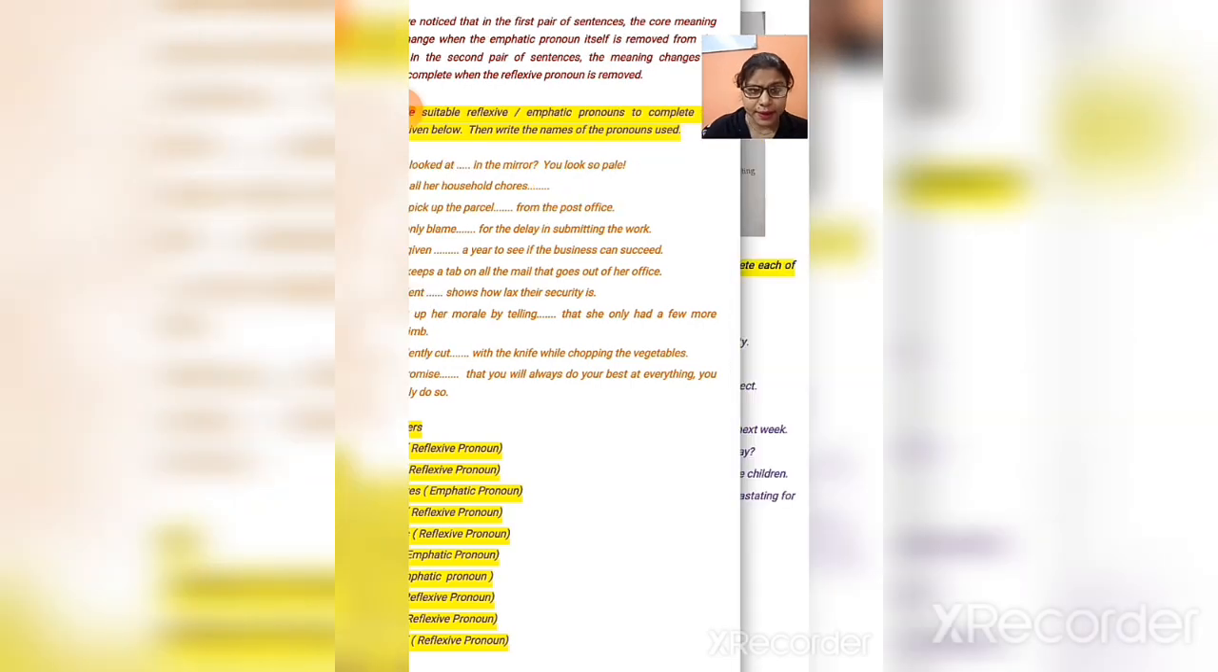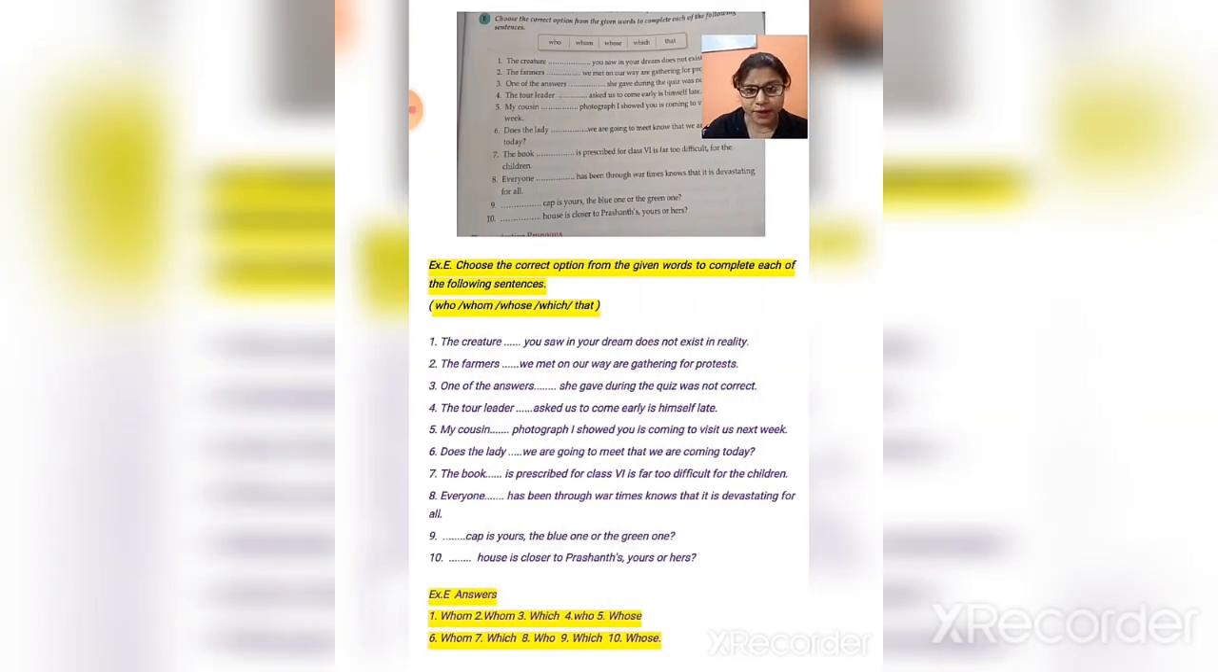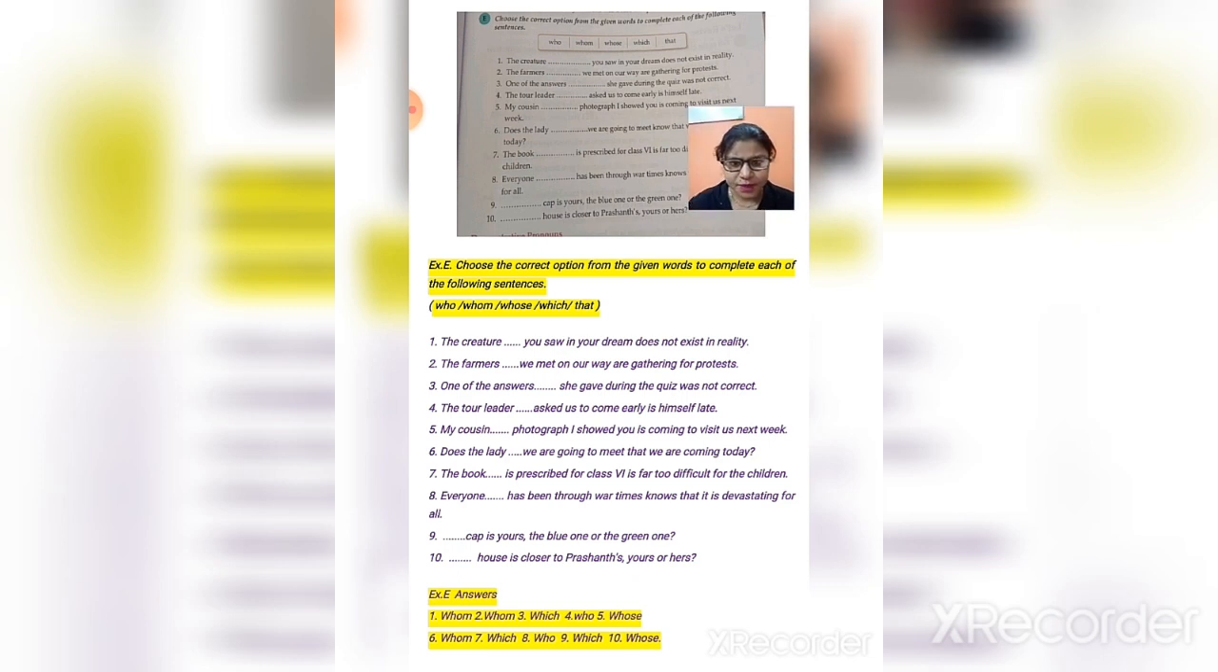Exercise number E. Here I have pasted the book page, you can see and then try to understand more. So the exercise says: choose the correct option from the given words to complete each of the following sentences. Here some words are given in the bracket. With the help of these bracket words you have to write your answer and complete your exercise.